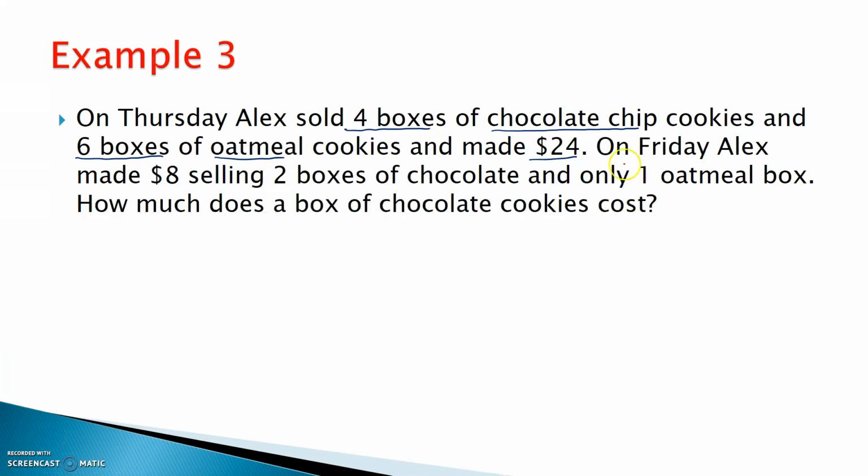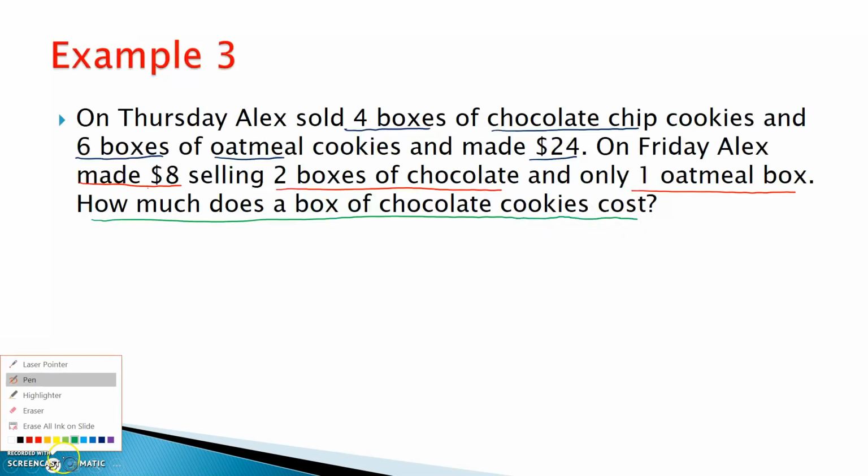Now, later on, it says on Friday, Alex made $8. So now he's made $8 and he was selling 2 boxes of the chocolate chip and he only sold 1 box of the oatmeal. All right. Now the question I want to answer at the end of this is, hey, how much does a box of chocolate chip cookies cost?